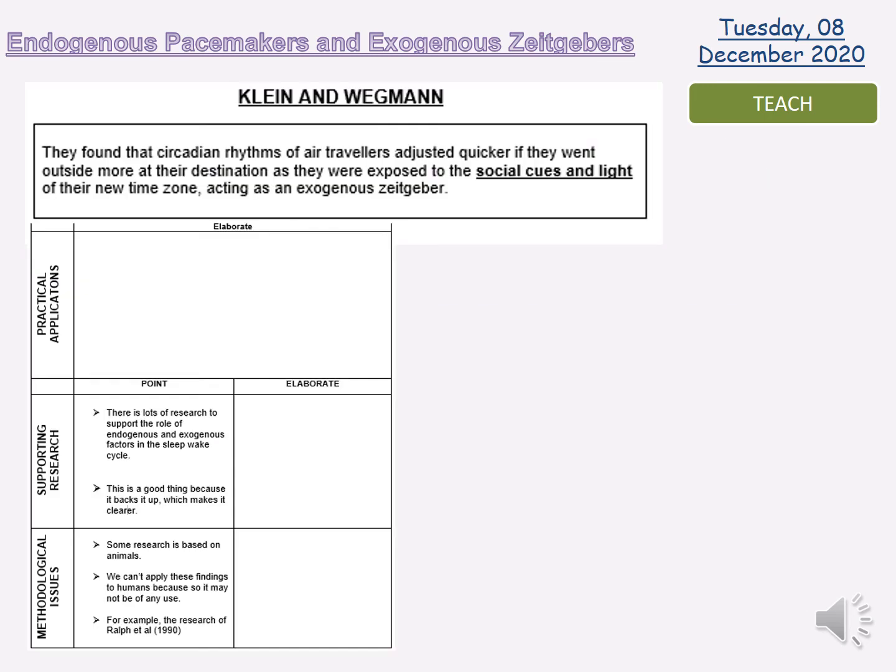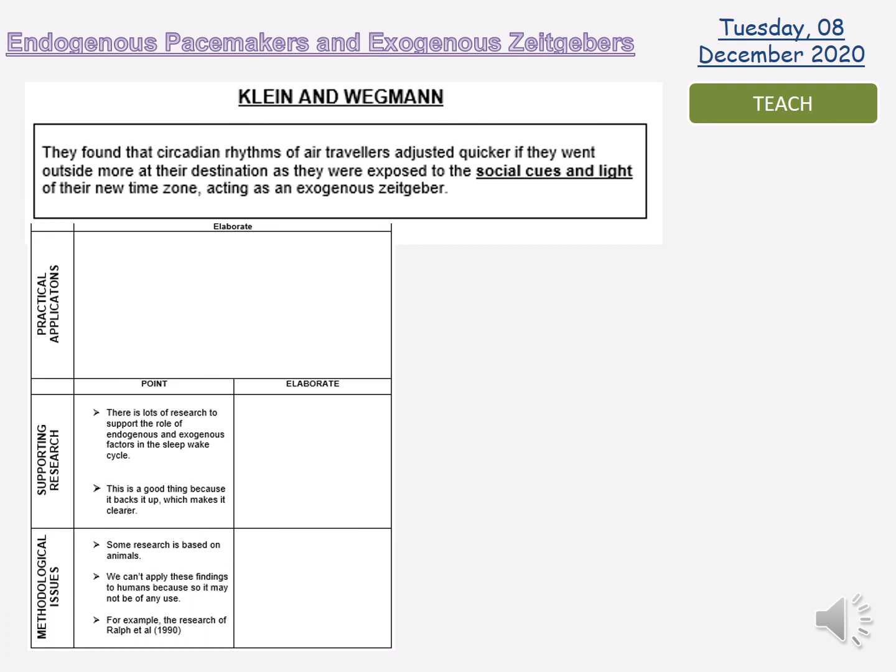Other studies are Klein and Wegman. Klein and Wegman found the circadian rhythms of air travellers adjusted quicker if they went outside more at their destination or were exposed to social cues and the light of their new time zone. So, for example, staying straight away in a hotel connected to the airport is not a good suggestion.